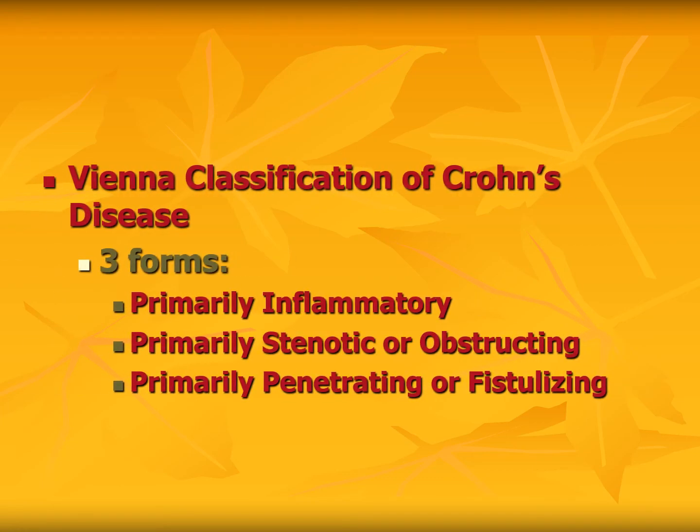Now, there are three forms or classifications of Crohn's disease, identified as the Vienna classification. They are primarily inflammatory, primarily stenotic or obstructing, and primarily penetrating or fistulizing.